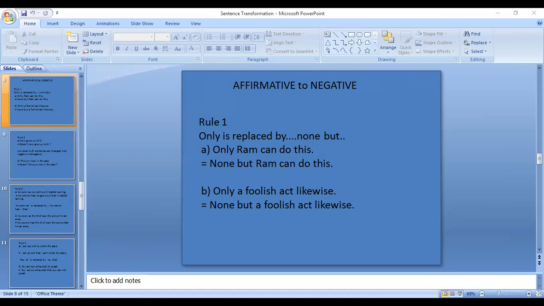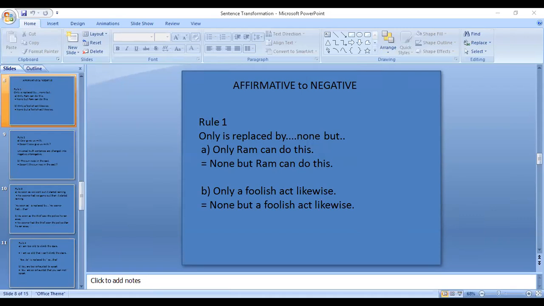That means the meaning of the question and answer should remain the same. That is what we call transformation. Question ka aur answer ka jo bhi meaning hai, wo same rahega, lekin question ka pattern change hoga. Affirmative changes into negative. Now here in this sentence, you can see only is replaced by none but. So in place of only, we write none but. Jahan pe only hai, it is replaced by none but.